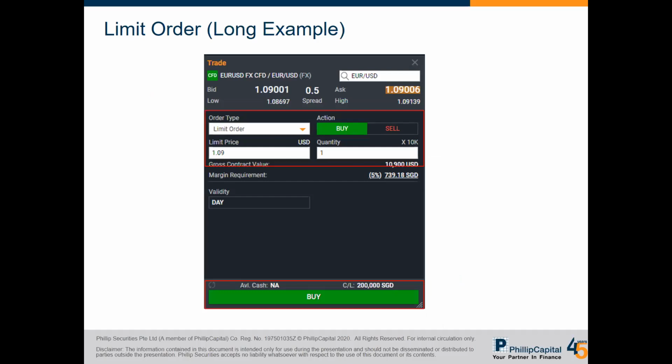Let's say you want to open a position on Euro USD. The first thing you do is click on the order types and choose limit order. Since I want to long Euro USD, I choose buy. I only want to enter when it is at 1.09, so I type my limit price 1.09 and click buy. The order will be in the queue, and you will only buy when it reaches 1.09 or better.